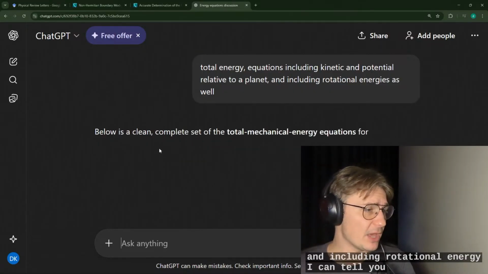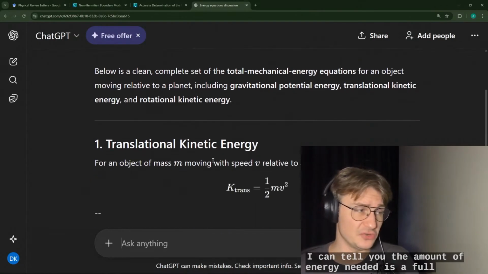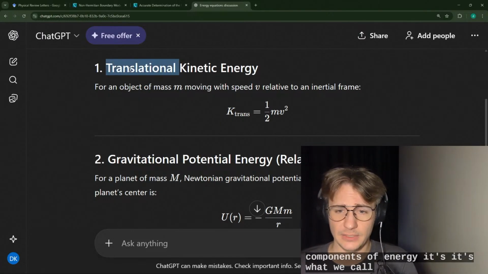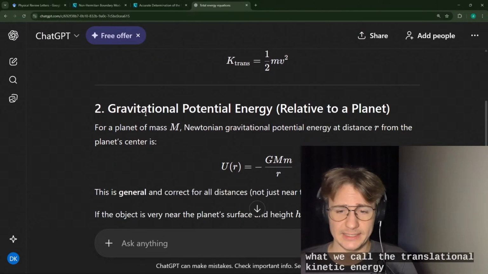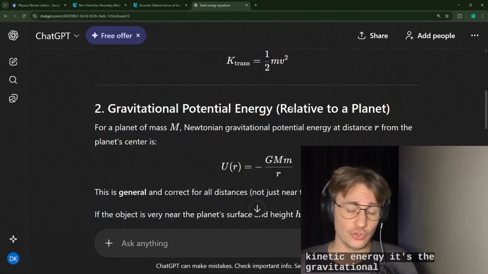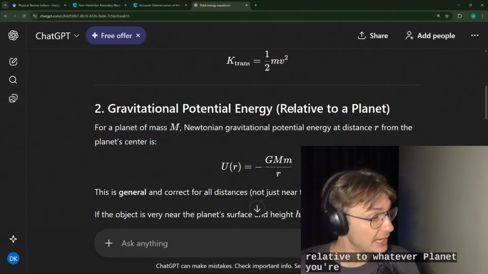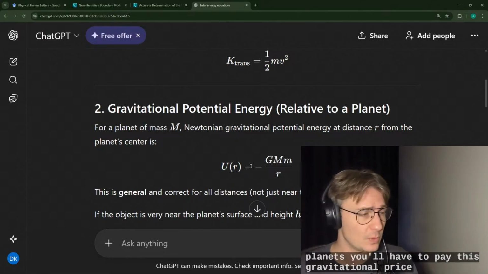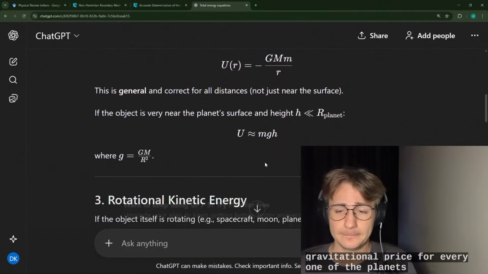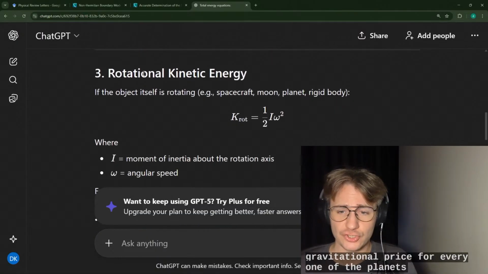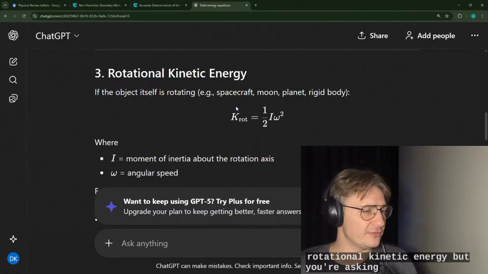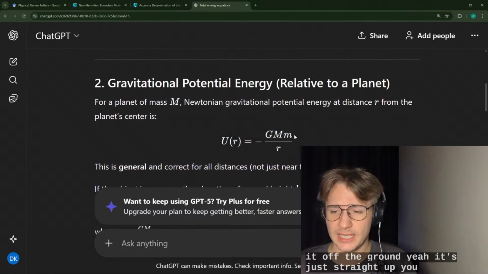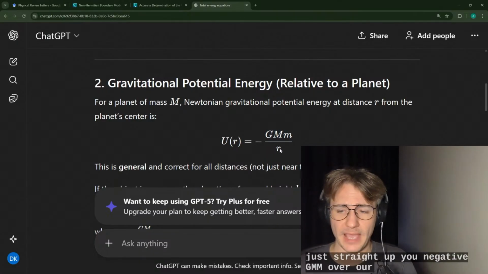I can tell you the amount of energy needed is a full calculation of all of the components of energy. It's what we call the translational kinetic energy. It's the gravitational potential relative to whatever planet you're close to, or planets. If you're close to multiple planets, you'll have to pay this gravitational price for every one of the planets. Rotational kinetic energy, but you're asking about getting it off the ground, right? So to move it off the ground, yeah, it's just straight up U = -GMm/R for the mass of the planet Earth.